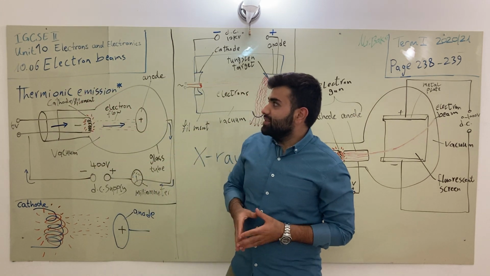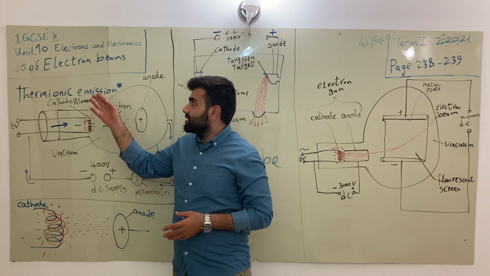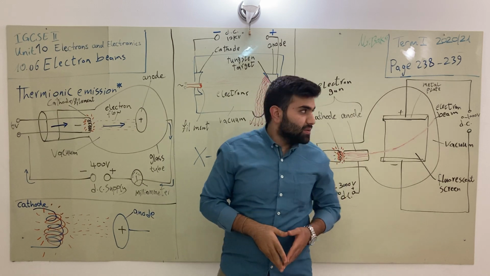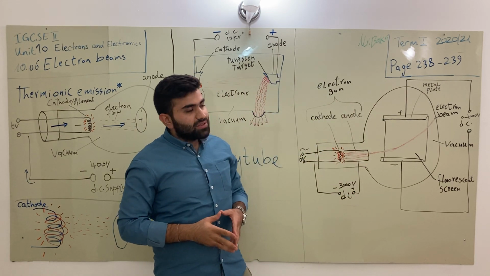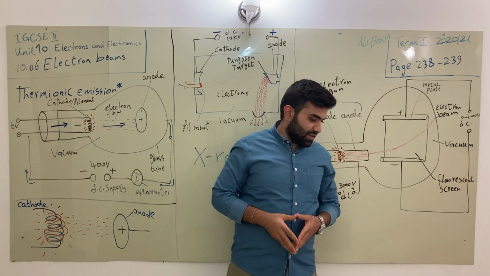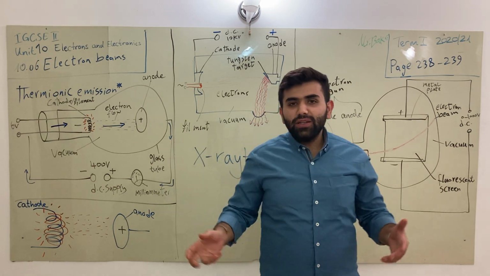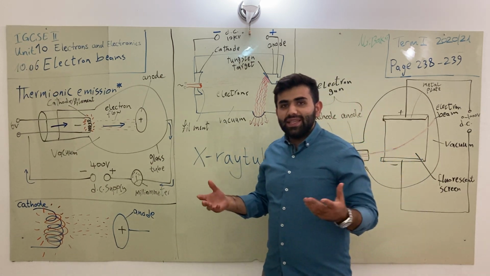Today our lesson is going to be for the students in level IGCSE 2. Today we're going to take 10.06, electron beams, page 238-239. So when we say electron beams, what does that mean?